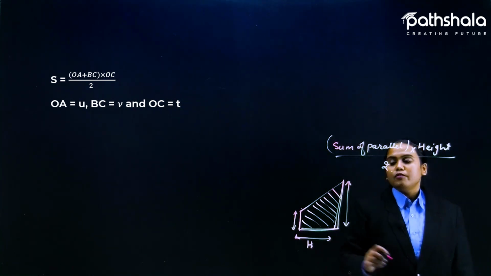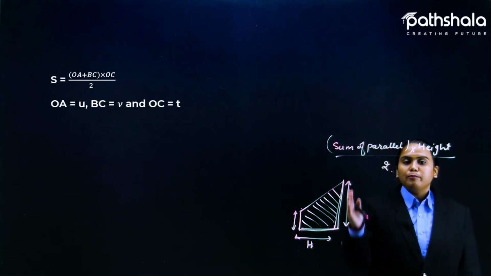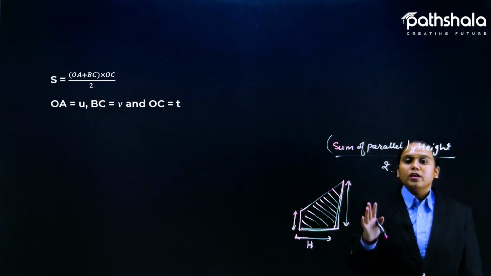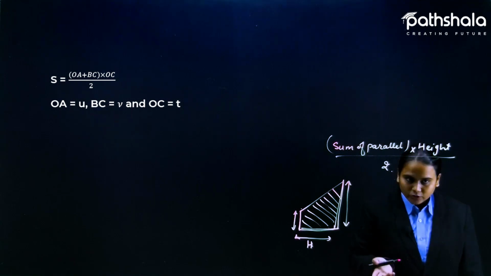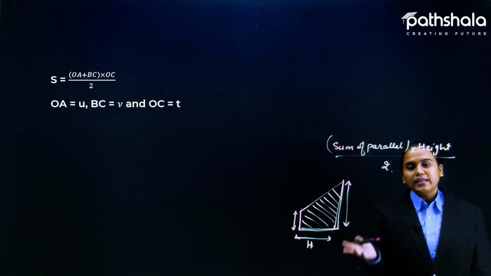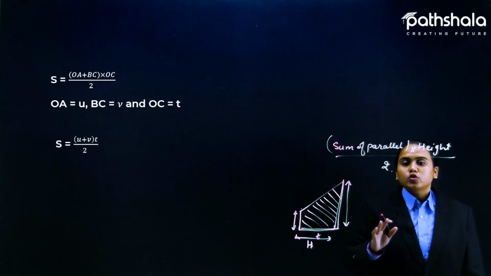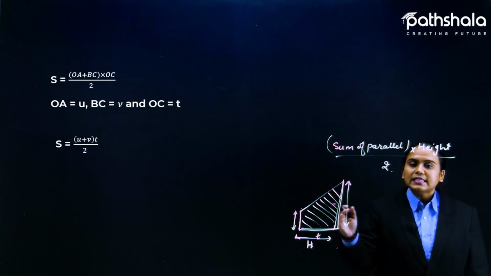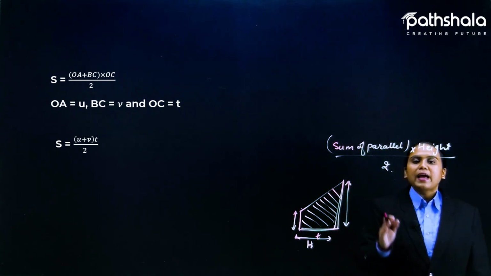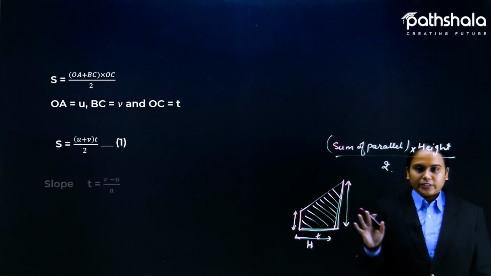That is why here we have added the value of OA plus BC, multiplied by OC and divided by 2. Now OA is substituted as U, BC is substituted as V, and OC is substituted by T, because that is time. The same thing is going on everybody. So you can write here S is equal to (U plus V) multiplied by T divided by 2. That is our first equation.